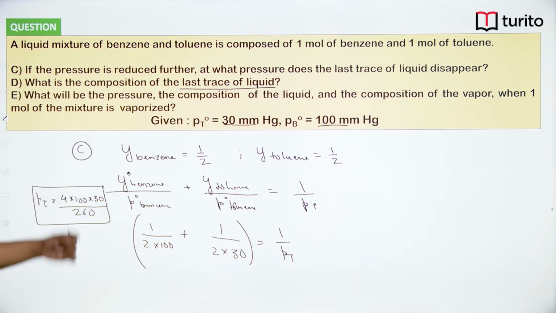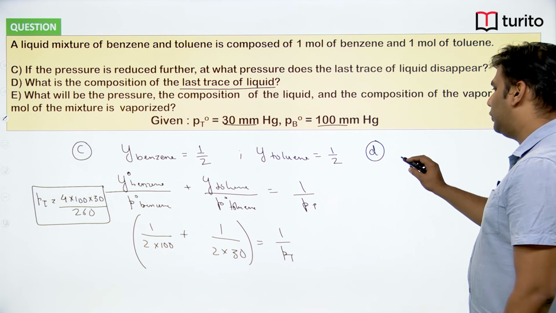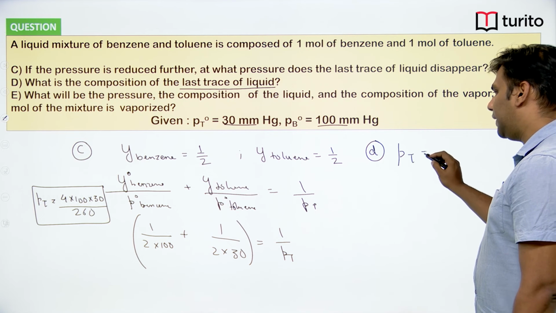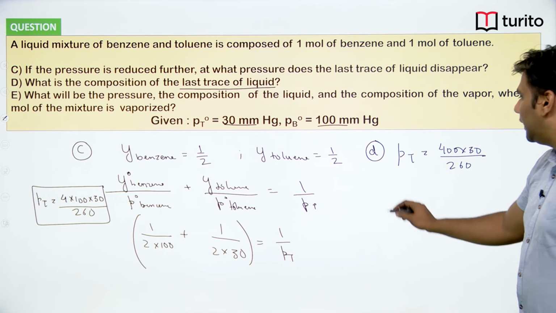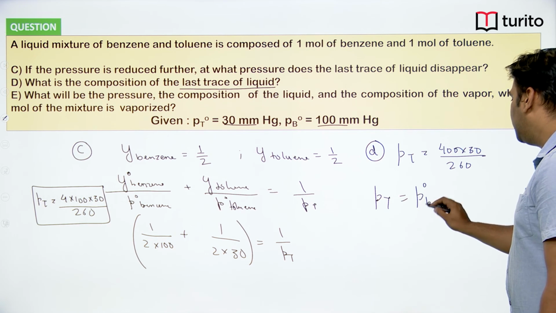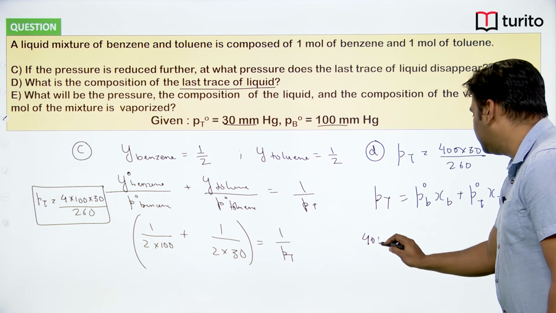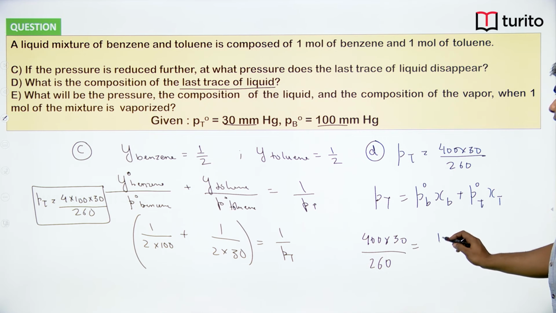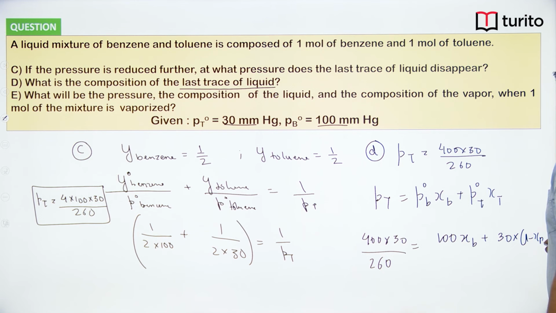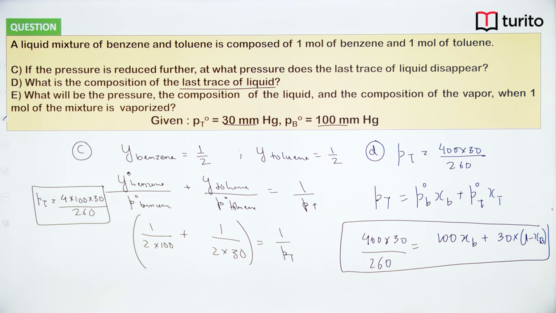Then you have to find the composition of the last trace of the liquid. I have got the total pressure as 400 into 30 divided by 260. So we'll directly use the Raoult's law formula: P naught into mole fraction of benzene plus P naught of toluene into mole fraction of toluene. So this is 400 into 30 upon 260. The benzene vapor pressure is 100 XB plus toluene is 30, and we can write XT as 1 minus mole fraction of benzene. So we can calculate the mole fraction of benzene from here, and we can calculate it for toluene as well.